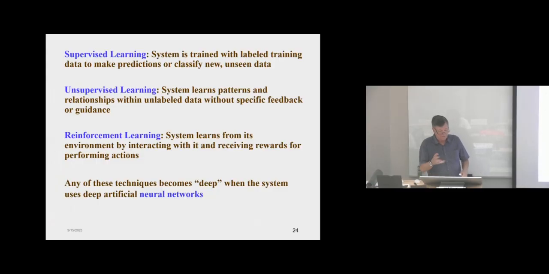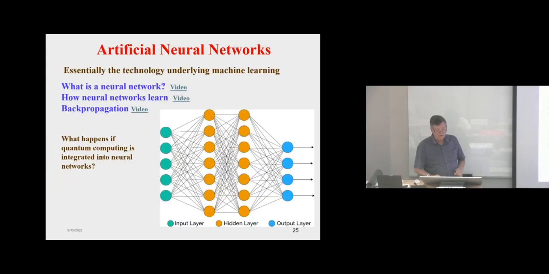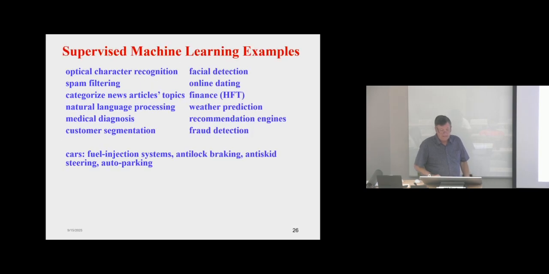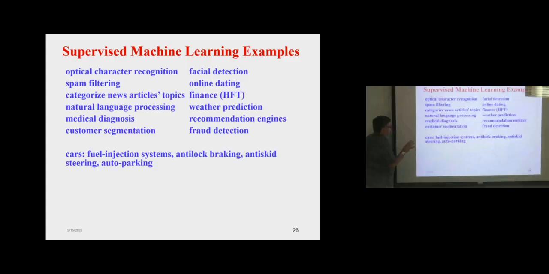Okay, there's the definitions. There's artificial neural network, which we've talked about. And this is what we're already doing. I just put a few of these in here. We forget there's a lot of machine learning running in the background.